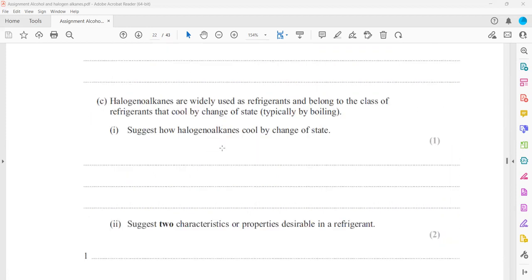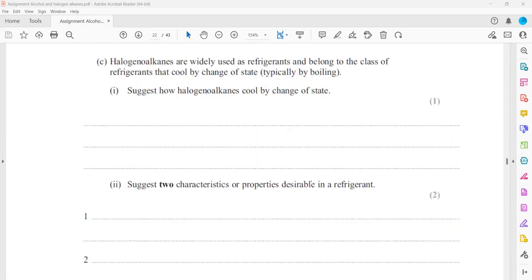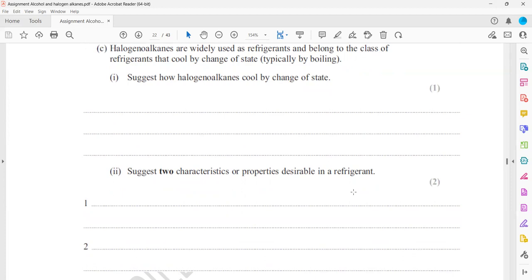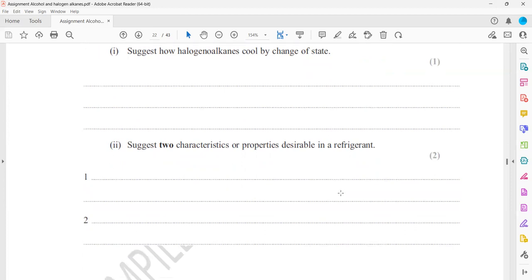Halogen alkanes are widely used as refrigerants, as halogen alkanes cool by changing state. Mainly they absorb a greater amount of energy before being vaporized. Two characteristics or properties that are desirable in a refrigerant: if you want to use it as a refrigerant, first, it should not be flammable. Second, it should have a greater tendency to absorb heat energy before it converts state or changes state.